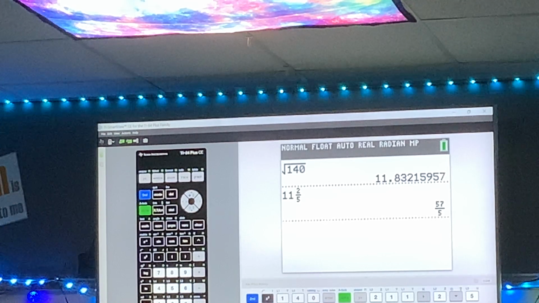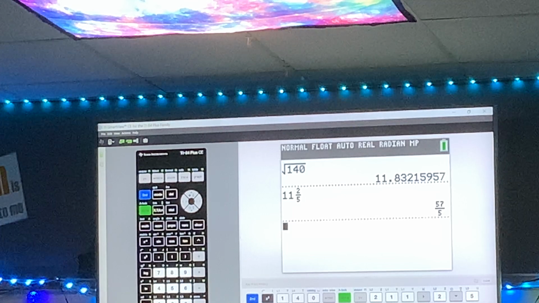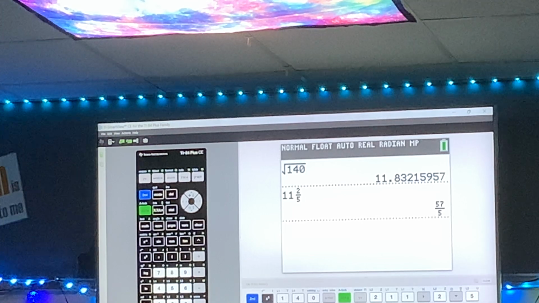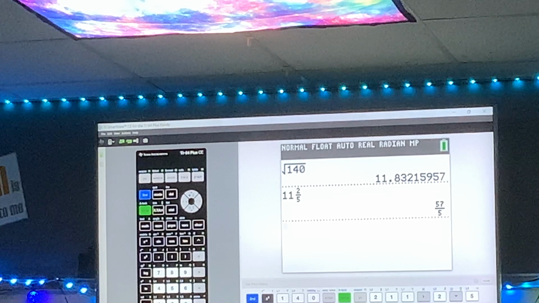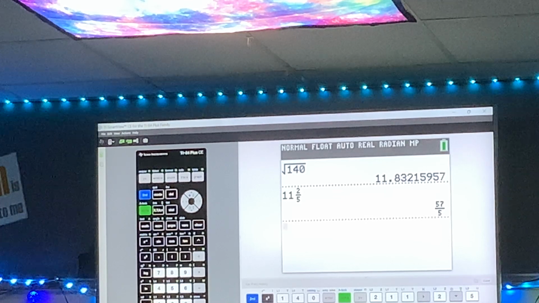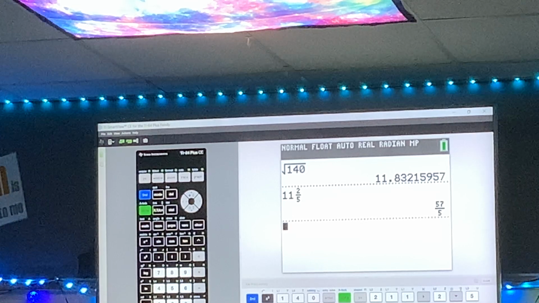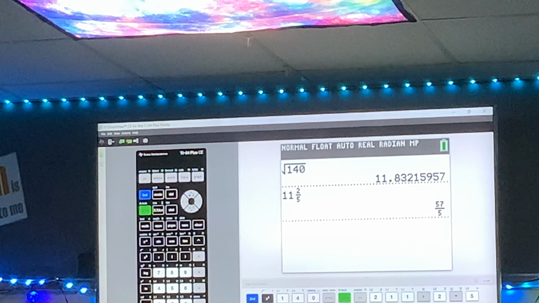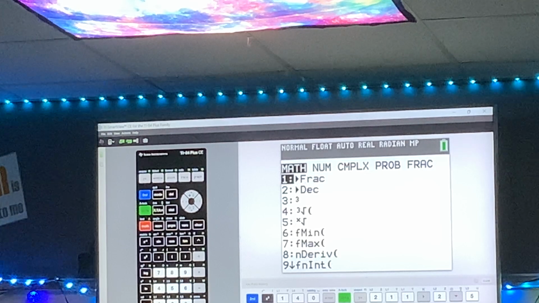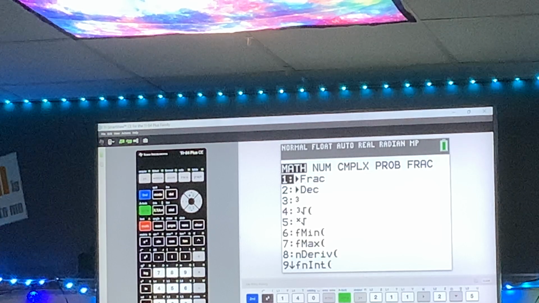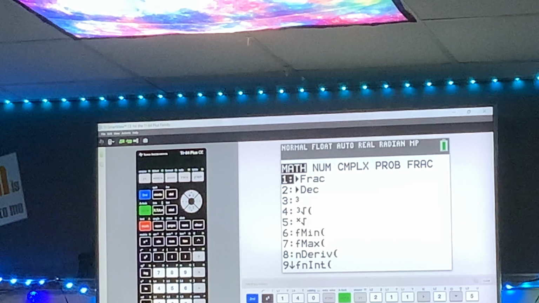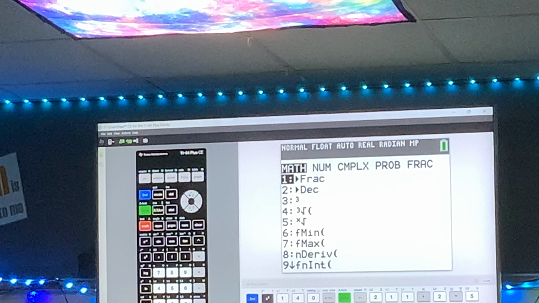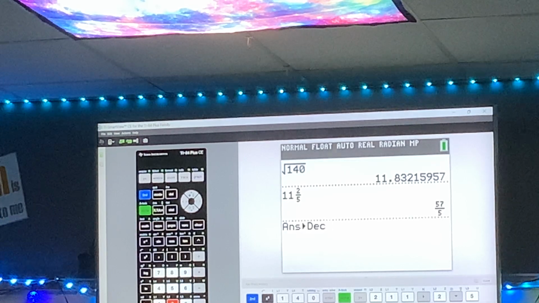Oh, it gave me an improper fraction. So can I compare an improper fraction with 11.83? No. So let's make it a decimal. Hit math, because we're in math class, so it's under your green button. Now, if you had a decimal, do you see you'd press 1 to get a fraction? But we have a fraction and we want a decimal. So we're going to hit number 2. To make it work, we then hit enter.